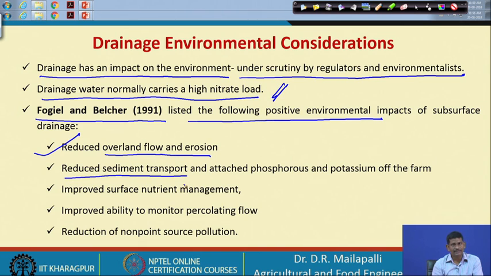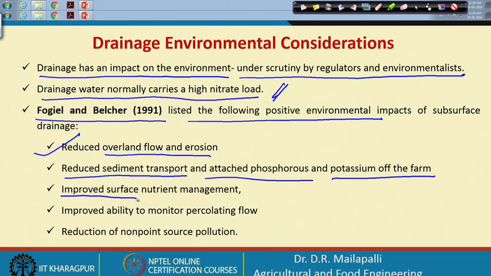Of course, this is the same thing. Once the ponding water or runoff is reduced, definitely the sediment transport and attached phosphorus and potassium are going to reduce, because the phosphorus and potassium will be retained on the top layer, right? You can say the active layer of the soil, around 5 to 10 mm. That is very important.